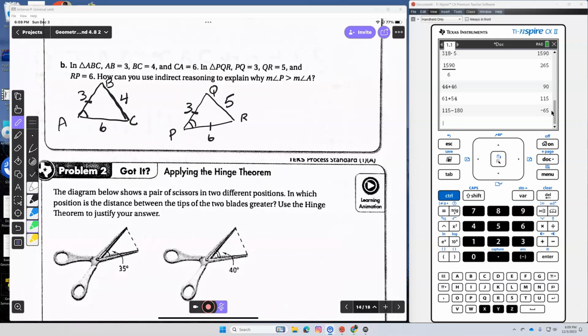In triangle ABC, AB is 3, and we know that PQ is 3. We know that AC is 6, and we know CA is 6, and we know that RP is 6. And you notice that this side is shorter than this side, so therefore angle A is less than angle P because this is the longer side.